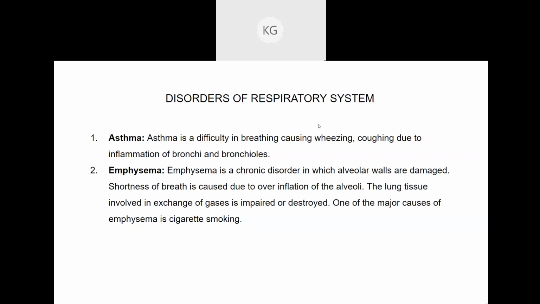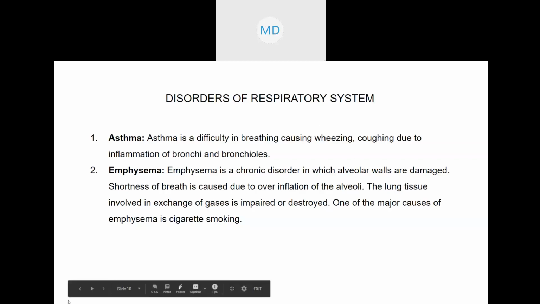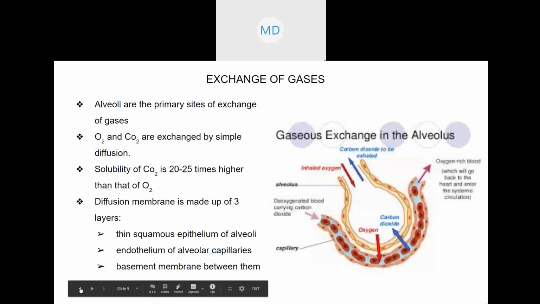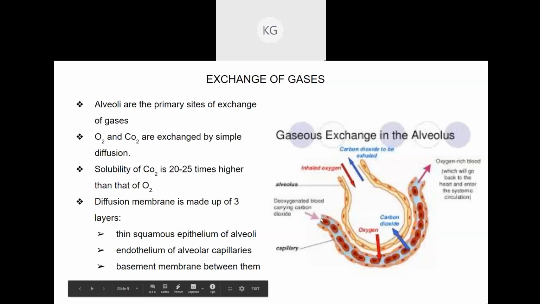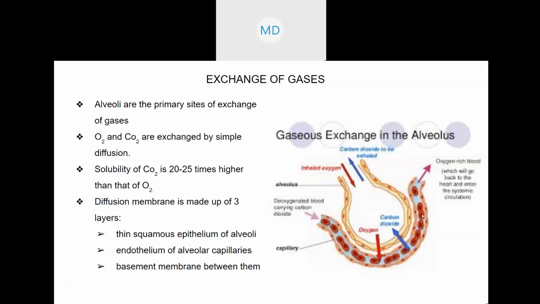Excuse me, ma'am. In the diffusion membrane, can carbon dioxide pass to the bloodstream? Yes, it can pass to the bloodstream, but carbon dioxide-rich blood is not transported all over our body.